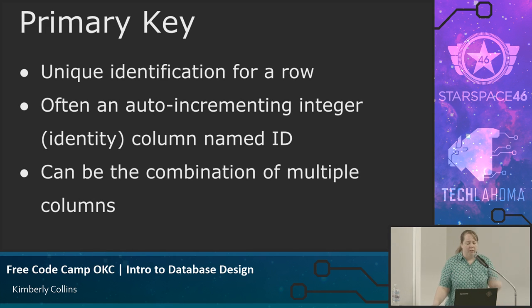The primary key. Each table needs to have a primary key. It's the unique identification for a row. Lots of times we'll use an auto-incrementing integer, and we call that identity, and we'll name the column ID. But it doesn't have to be that way. You can use a code, or you can also use the combination of multiple columns. And that is what we'll do in that many-to-many relationship table: we will probably not have a primary key that's an identity for that table.